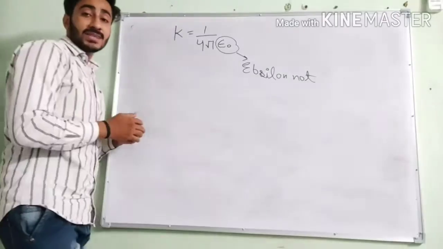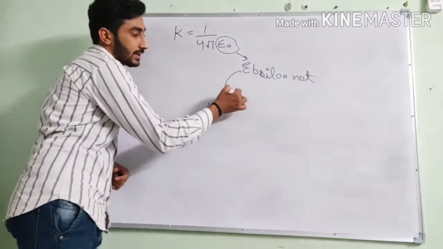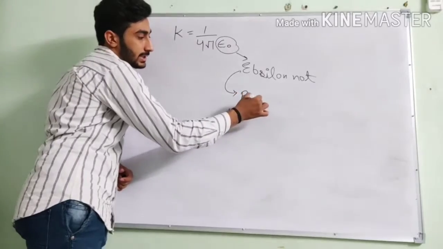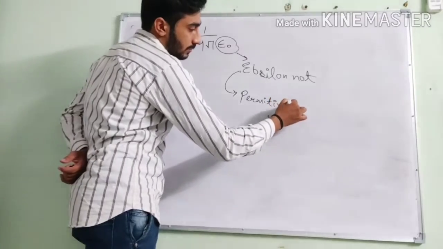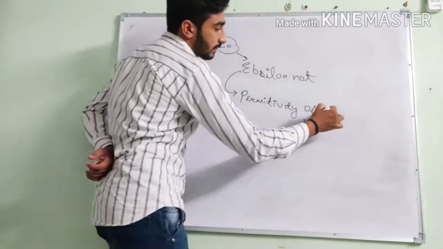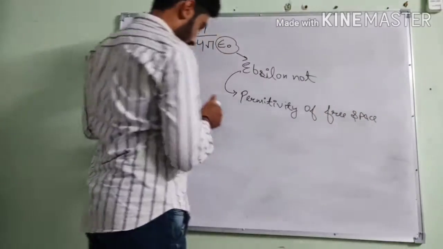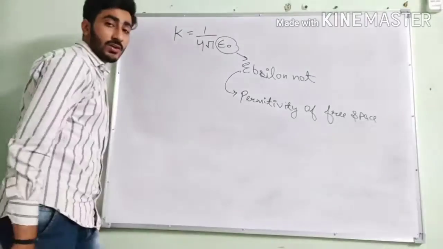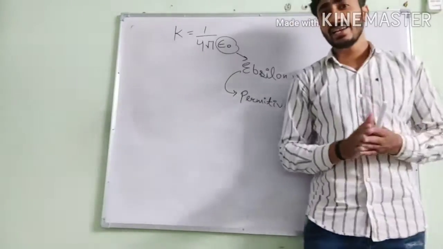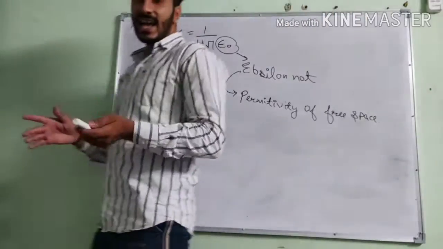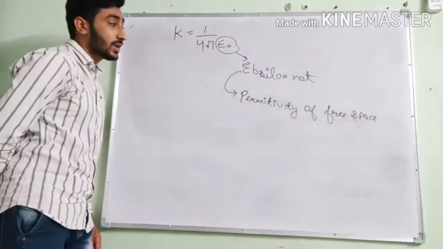Epsilon naught is the permittivity of free space. What does epsilon naught mean? It is the permittivity of free space. Permittivity is simply the ability to store field lines, electric field lines, in vacuum.